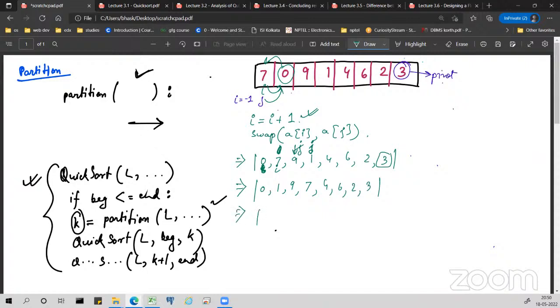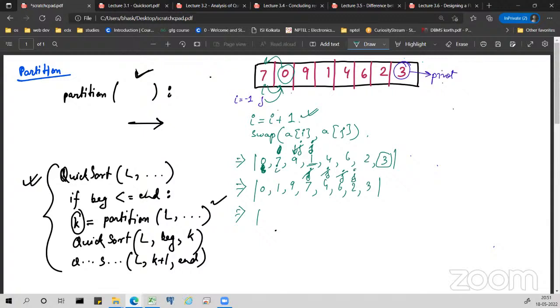What would be the next iteration then? We were at this position, right? J was at this position with 1, for which we have swapped 7. So J was over here. Now we move J to the next one, which is at 4. Now is 4 lesser than 3? No. So again proceed. When it is not lesser, just proceed. Is 6 lesser than 3? No. So proceed again. Is 2 lesser than 3?